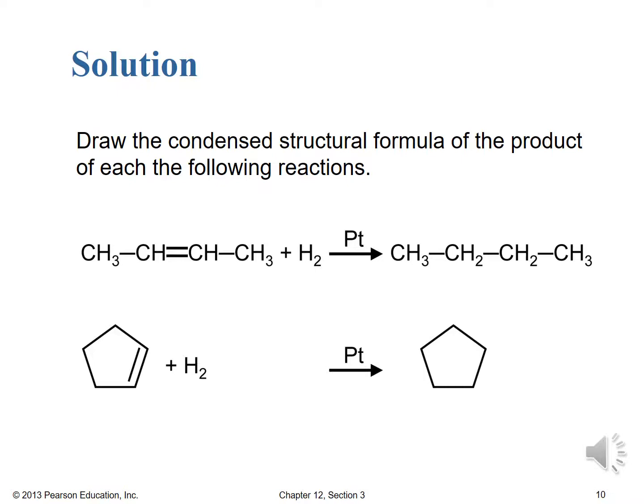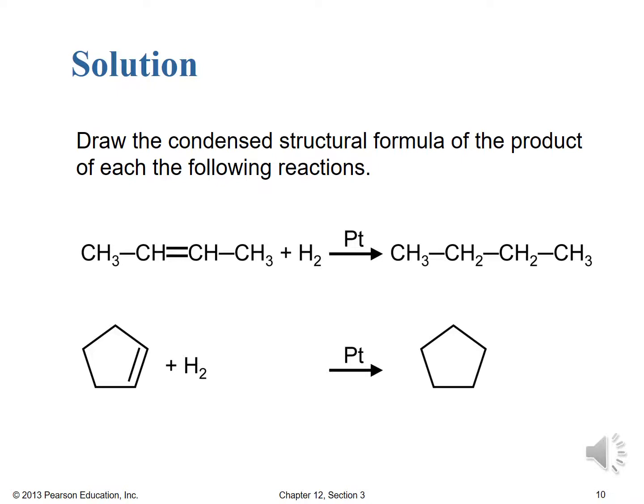In the case of our cyclopentene and hydrogen, when we reduce it, we get cyclopentane. So we're just taking away that double bond by reducing it to single bonds through the use of hydrogen. So again, hopefully this went well for you as well, but just a little more practice with the idea of hydrogenation reactions.